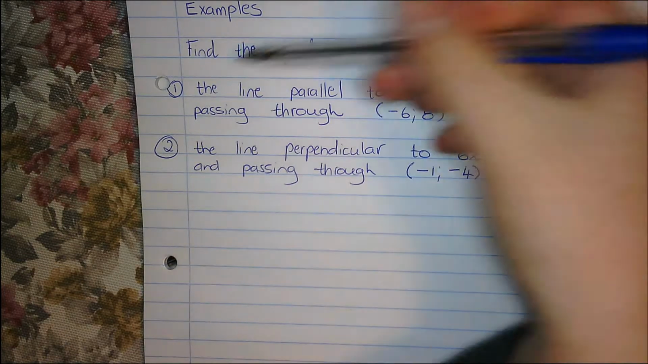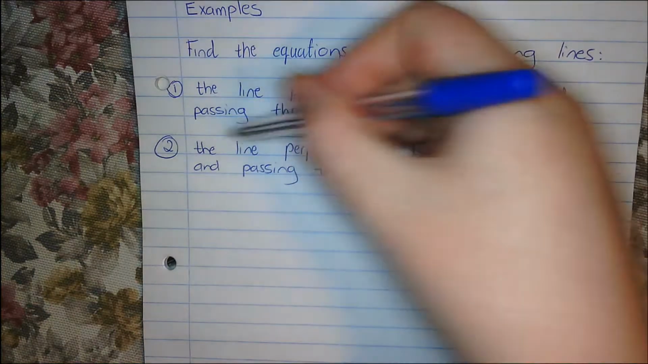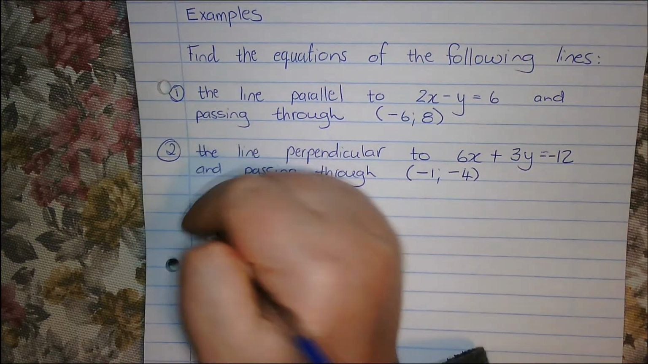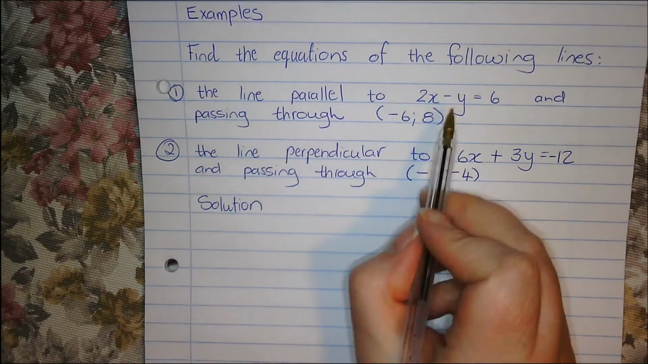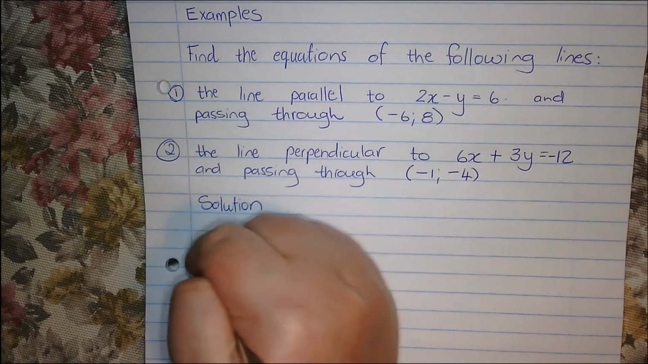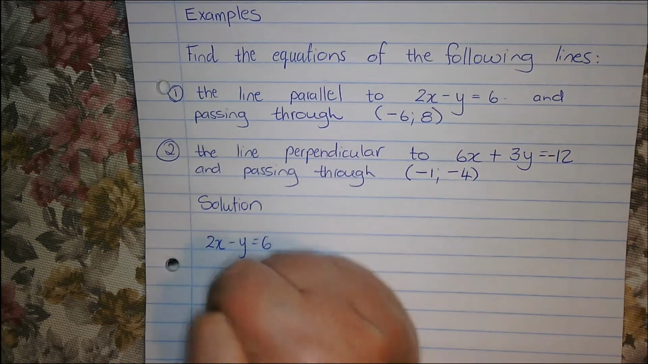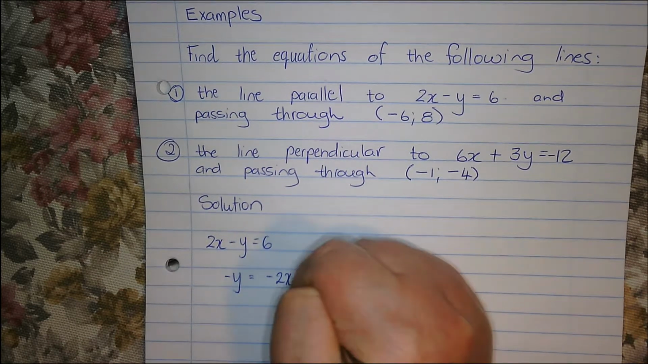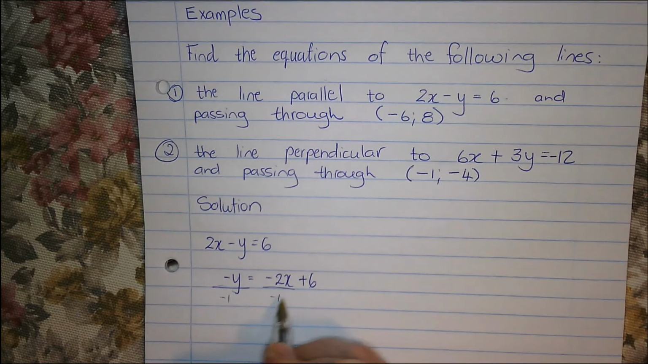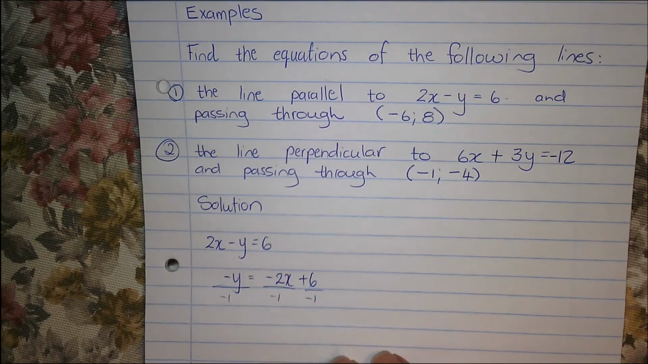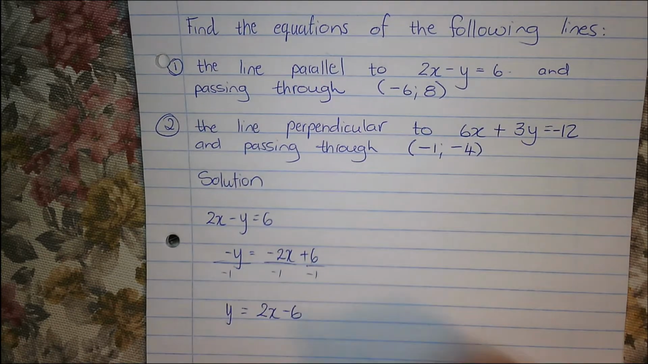And we're going to say, okay, find the equation of the following lines. The first one says parallel to this line and it passes through a coordinate. Okay, so let's look at the solution for this one. Firstly, we want to get this line into standard form. So we have 2x minus y equal to 6. The 2x jumps over and becomes negative. The 6 was already positive. Now I'm going to divide by negative 1 because I want to get rid of that negative in front of the y. It's y equal to 2x minus 6.